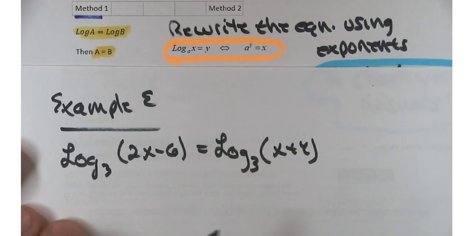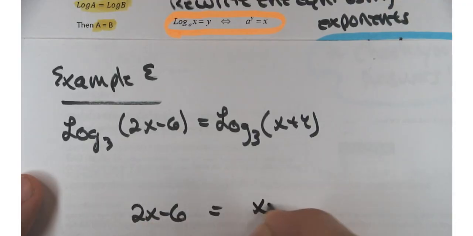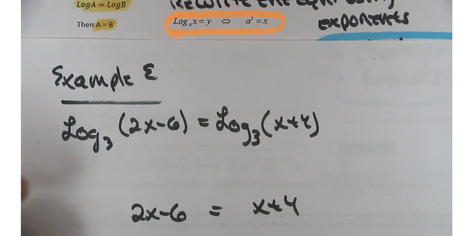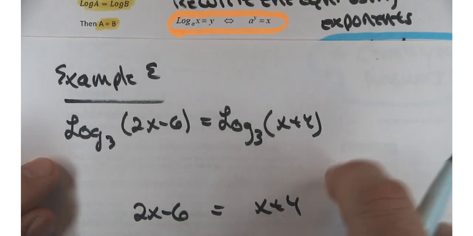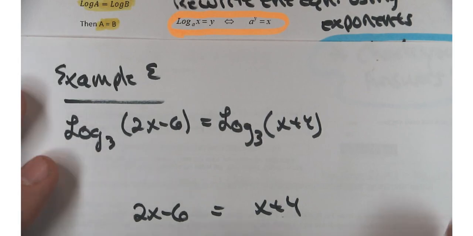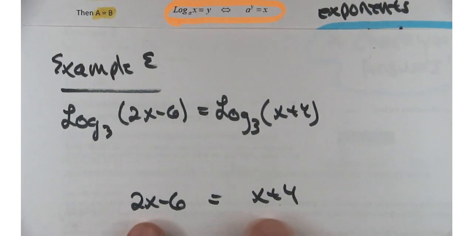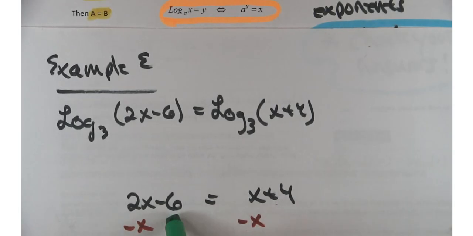But if you want, leave a little space here and just come down. We're going to get rid of the logs. 2x minus 6 equals x plus 4. Now later on I'll show you what the magic step is that gets rid of the logs. And if you want to show that to me as part of your work, that's an extra credit point. So do be on the lookout for that. But right now, this is pretty easy. This is just a linear equation. Probably the simplest thing to do is to subtract x from both sides. And then maybe add 6 to both sides, right?